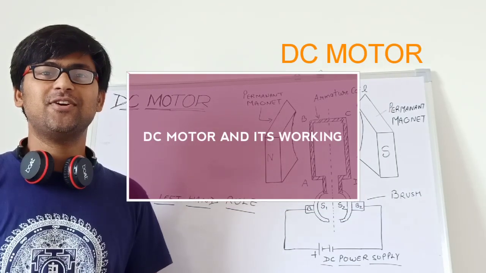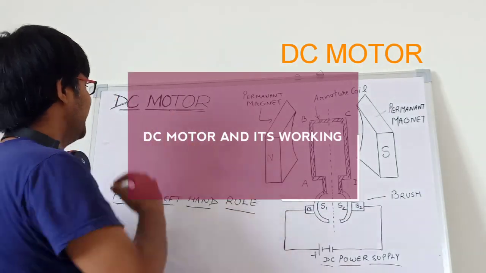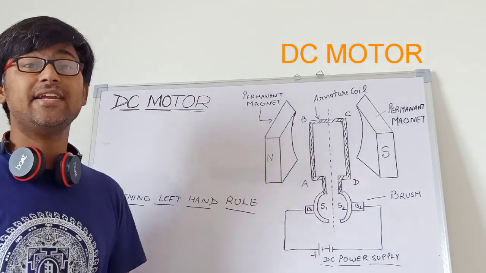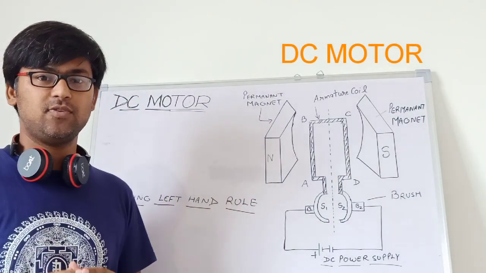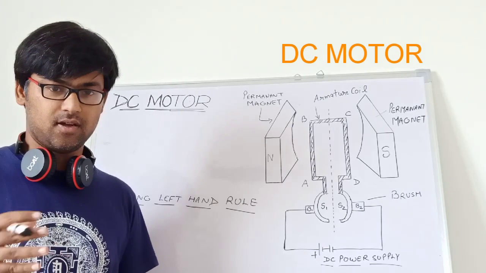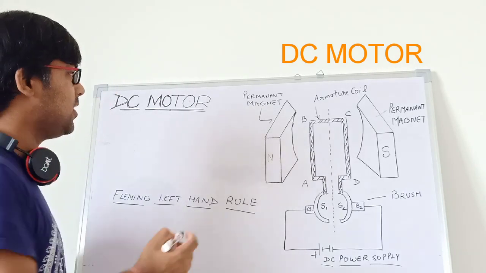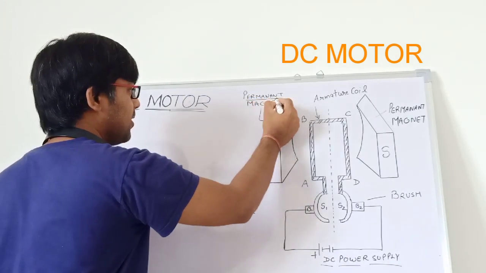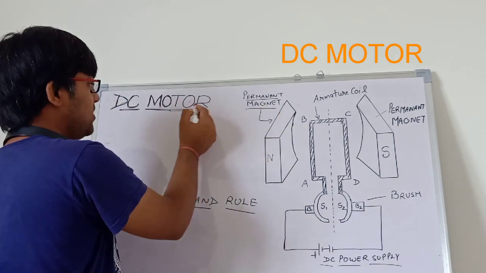Hello everyone, today we are going to discuss the DC motor. Basically it is a permanent magnet type of DC motor. As we know, we have different types of motors under DC. So it is basically a permanent magnet type of DC motor.